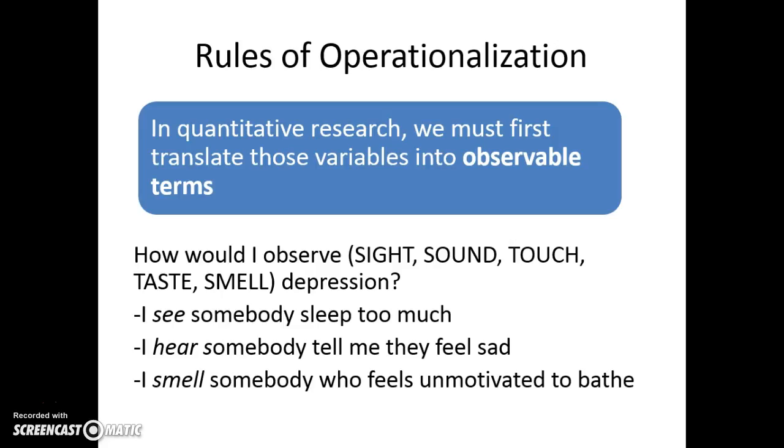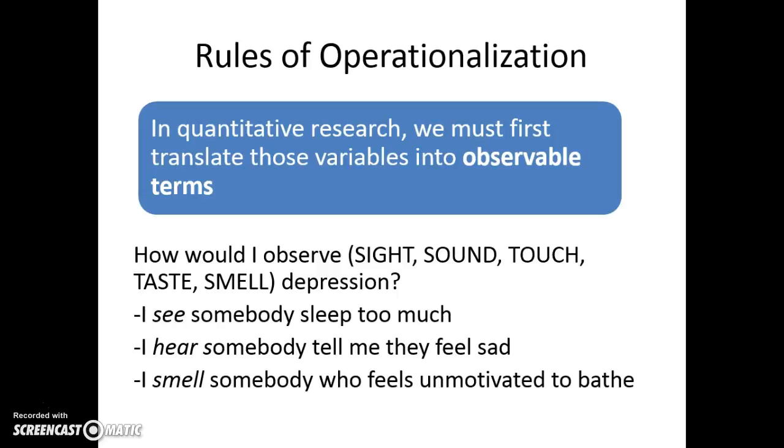One of the rules we mentioned in the previous video was that we have to turn a variable into observable terms. Anytime you hear the word observe, go back to the basic concept of your five senses. Can I really say this person is depressed because they're sad, or because they checked a box saying they're sad? I can see them sleeping. I can hear them telling me they're sad. I can't get inside a person's head and figure it out.